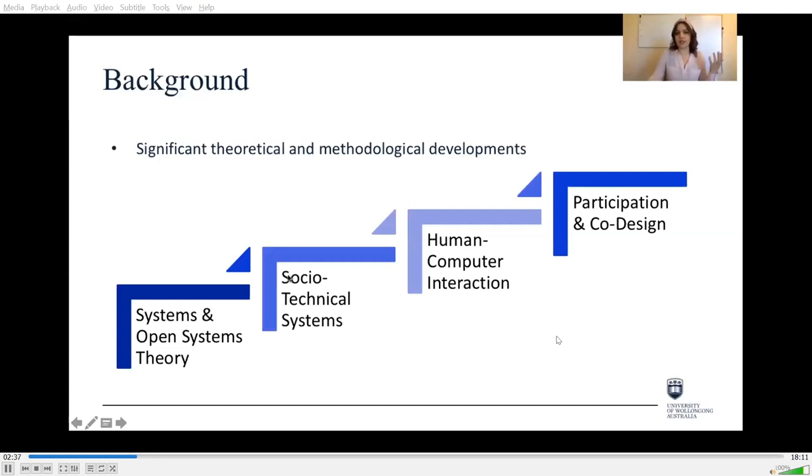This jump from socio-technical systems to human-computer interaction and then co-design provides us with the necessary framework and theories and methodologies to define what co-design actually means from a technology design and development or a systems engineering perspective, for instance.